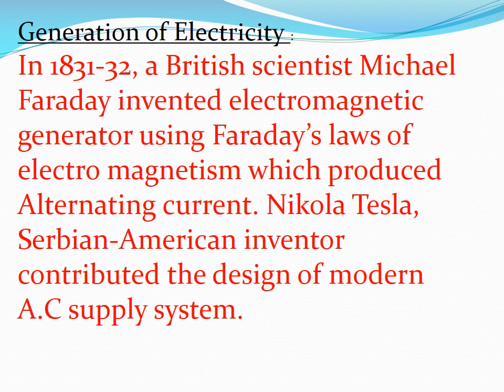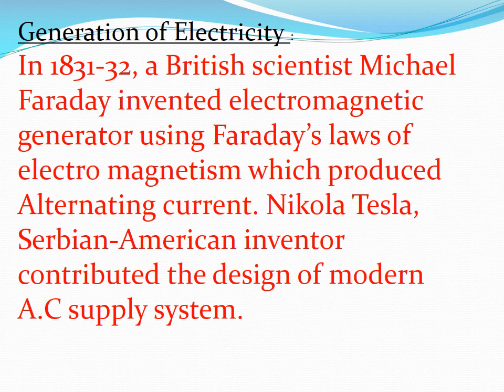In 1831 to 32, British scientist Michael Faraday invented electromagnetic generation using Faraday's law of electromagnetism, which produces alternating current. Nikola Tesla, Serbian American inventor, contributed the design of the modern AC supply system. Modern AC supply system means alternating current supply system. Do you understand what I am saying? Okay, all of you write this.